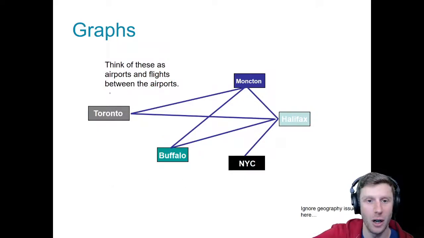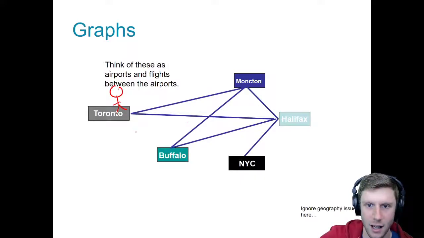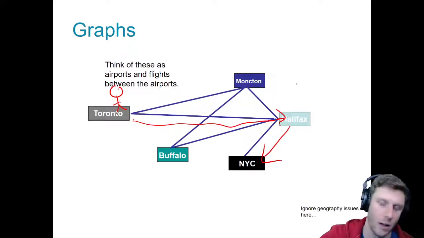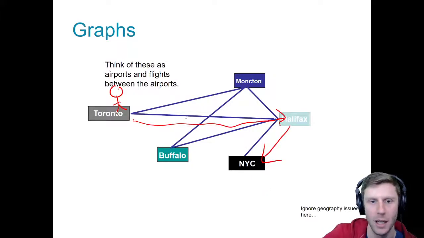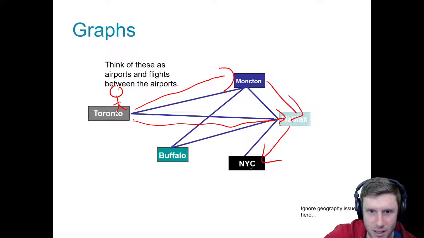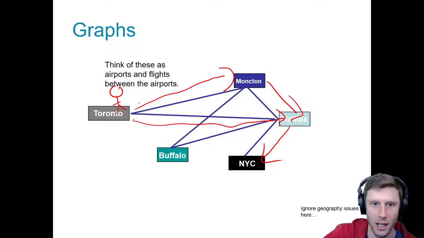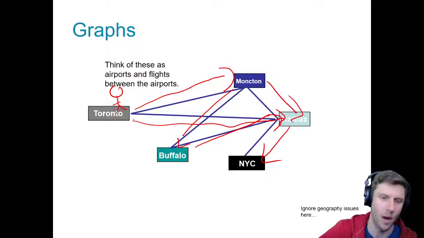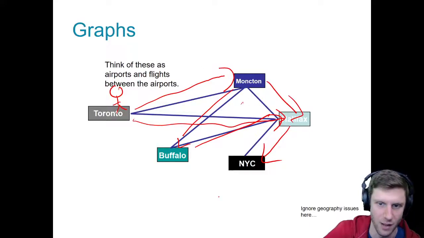So if I'm in Toronto and I want to get to New York City, how do I do that? Well, I'm probably going to want to fly from Toronto to Halifax and then Halifax to New York. I could go Toronto to Moncton to Halifax to New York City. I can get really weird and go Toronto to Moncton to Buffalo to Halifax to New York. But if I wanted to do this quickly, I'll just do Toronto to Halifax to New York.